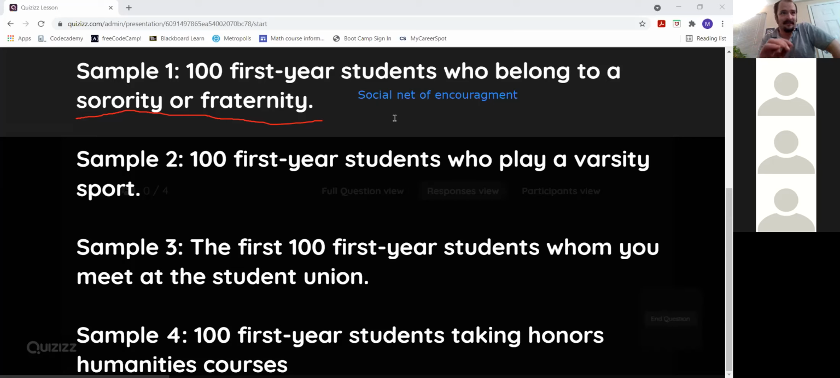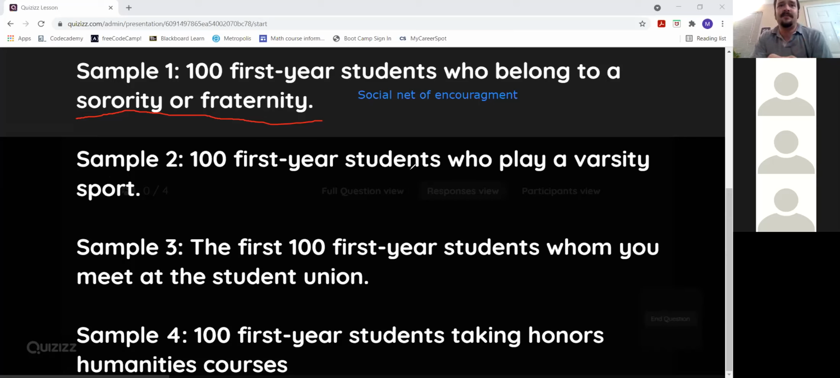I might say the opposite. You might party too much if you're in a sorority or fraternity. Some of them don't have their priorities right. So something along those lines. How is this going to bias whether or not they go to class?